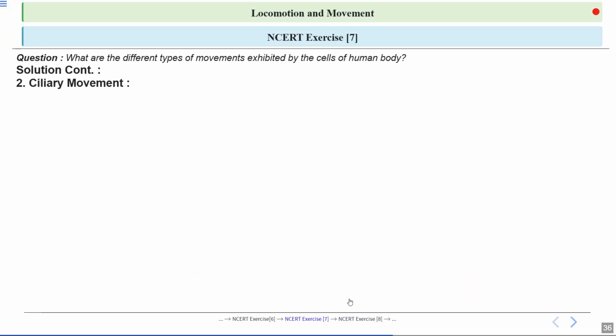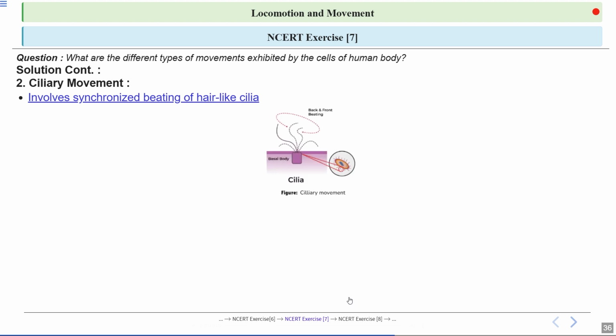The second type of movement is ciliary movement. Cilia are tiny hair-like structures on the surface of certain cells. So you can think of them like tiny oars that help move things along, much like rowers moving a boat through the water. Now, ciliary movements involve the synchronized beating of these cilia. Imagine a stadium wave where everyone stands up and sits down in a pattern. Cilia beat together in a coordinated way to move substances efficiently across cell surfaces.